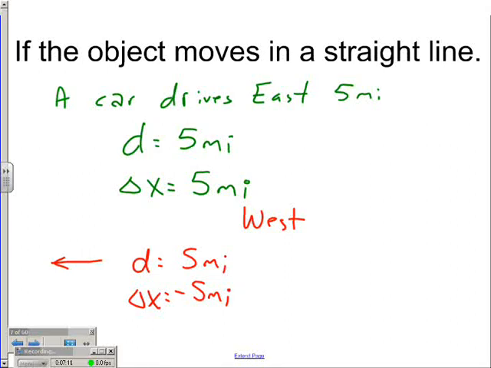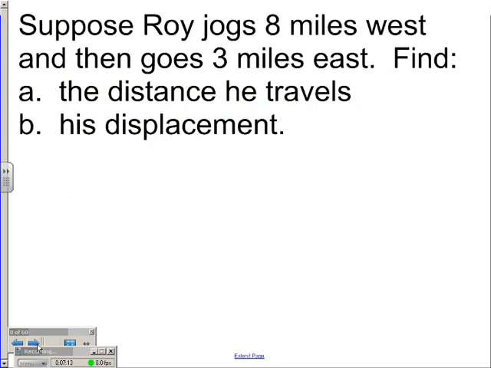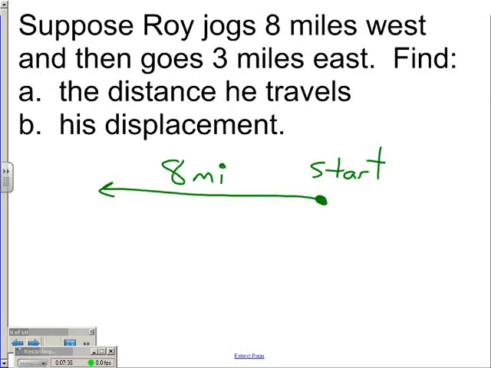Okay? So, what's more interesting then is what happens if the object doesn't travel in a straight line. Okay? So, let's walk through this example here. It says, suppose Roy jogs 8 miles west, and then he goes 3 miles east. So, what we're going to do is draw this. We're going to pick a starting point, and we're going to say, all right, he goes 8 miles west. So, there's our 8 miles west. And then now he's here, now he's going to turn around and go 3 miles east. So there's our 3 miles east. So there's his ending point.